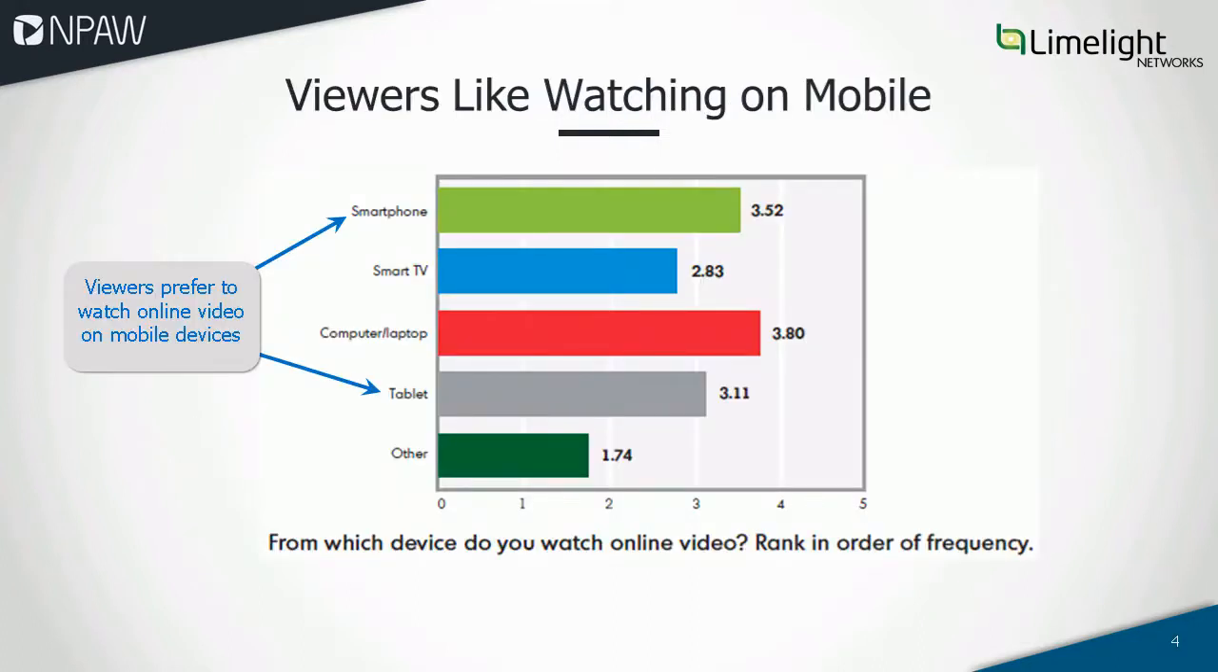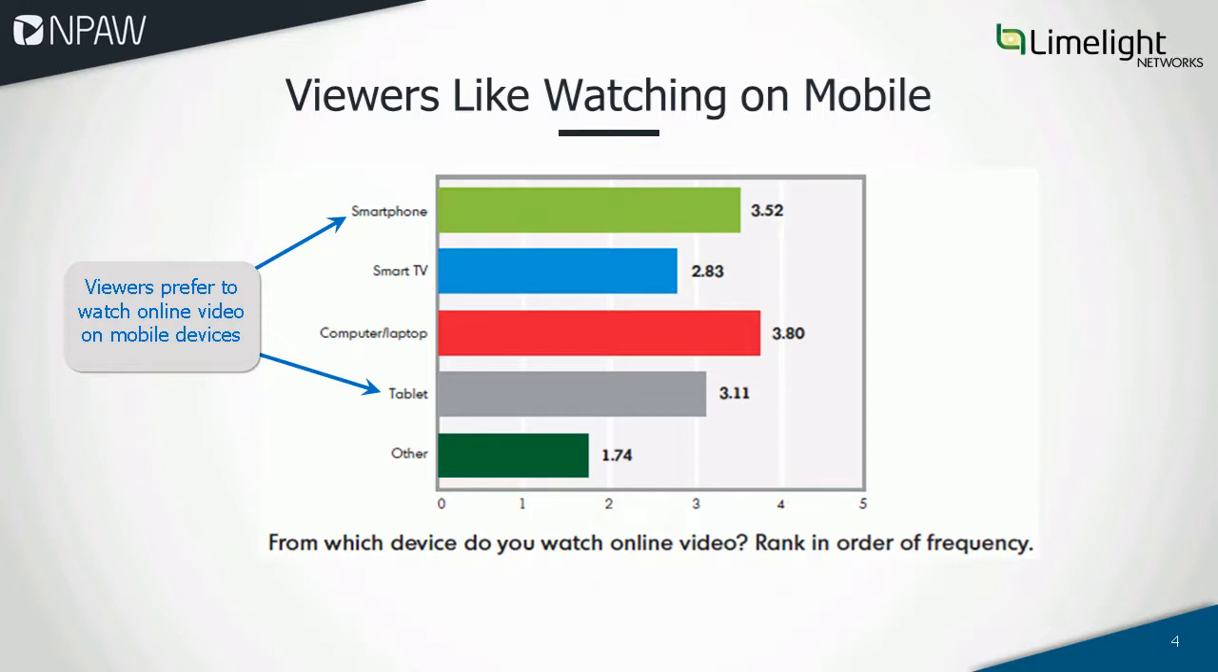So first, for some data, viewers like watching on mobile. We watch this every year, and what keeps happening is the combination of smartphones and tablets. Those bars keep growing every 6 months when we do these surveys. So they certainly like to watch certain types of content on mobile. What's important here is the type.